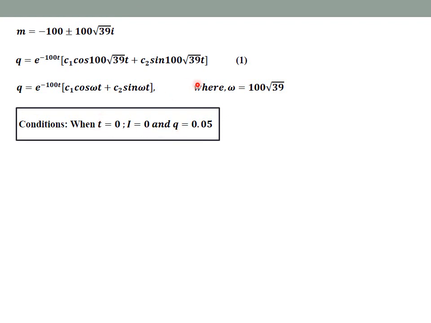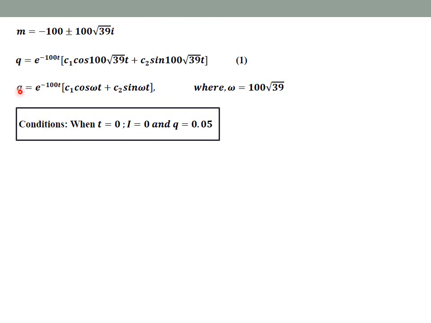I know I have an equation 1, so in that I can take t as 0 and q as 0.05. When I take that, I'll get one constant here, either c1 or c2. But what about this I? Where can I apply this I? That is very important here. So you know what I is? I is nothing but dq by dt. Current I is the rate of change of charge with respect to time. So for that I want dq by dt.